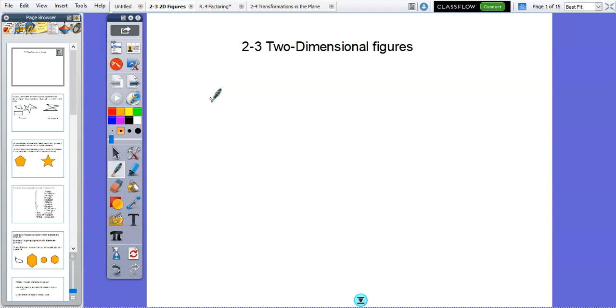Welcome back to some more geometry. Today we are talking about two-dimensional figures. So let's go over some background information here.